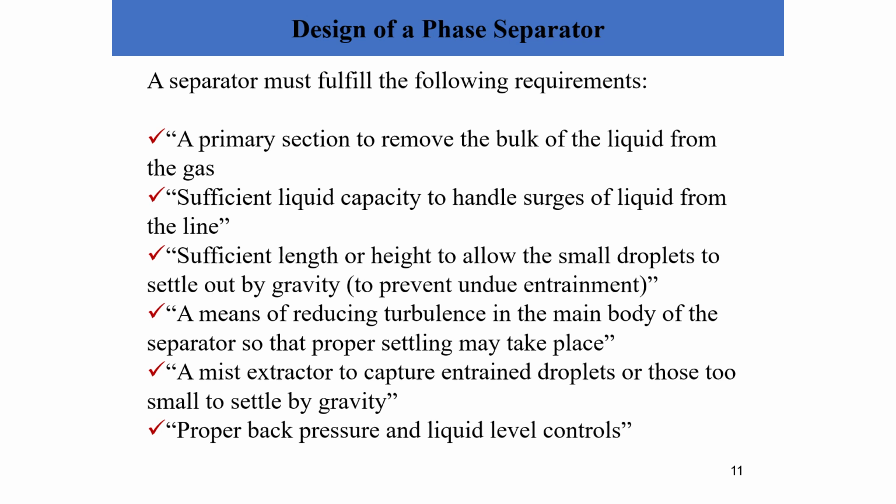So we need to reduce the turbulence as much as possible, and then you might or might not need the mist extractor or the demister, proper back pressure, and a liquid level controller to control the liquid level inside the separator. So these are the main requirements for any separator to operate efficiently.